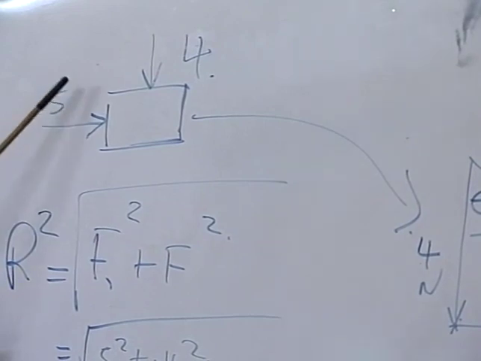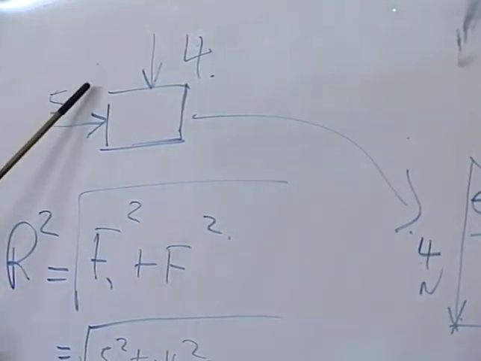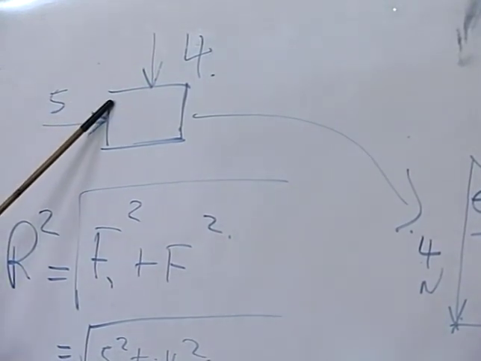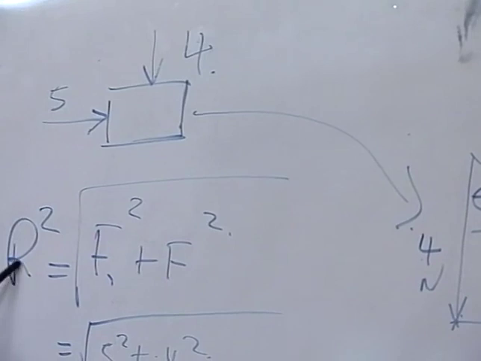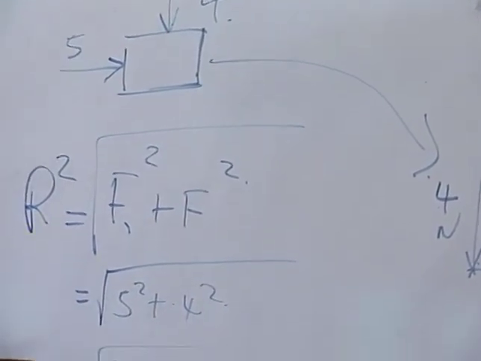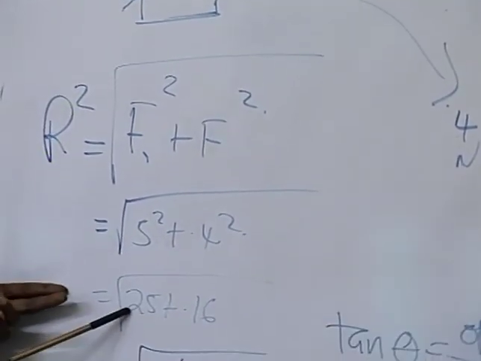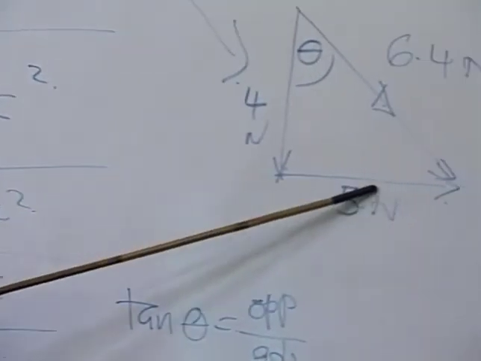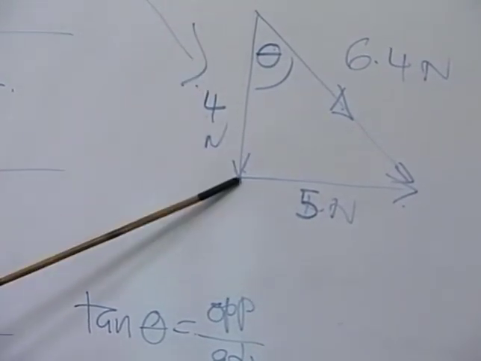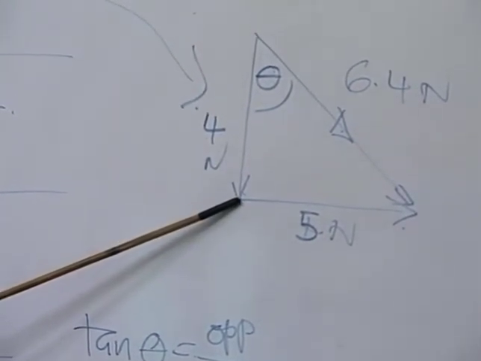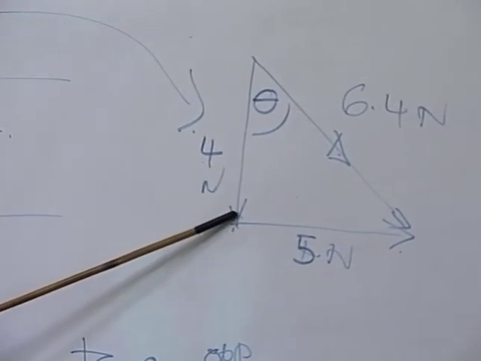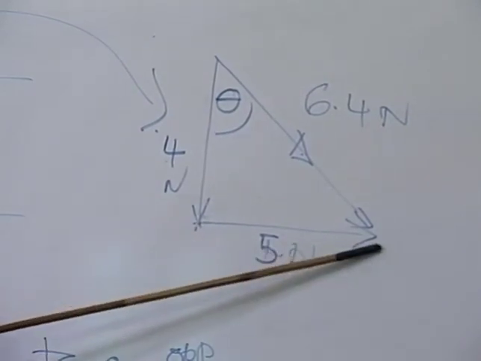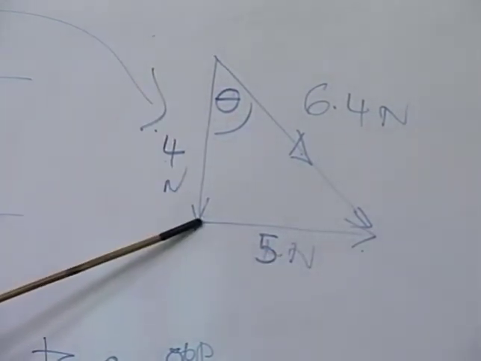These forces are not parallel. In other words, they are at 90 degrees. So in this case, we can use the Pythagoras theorem to find the resultant of the force. Before you do that, you draw a diagram to represent it. The arrows should be joined head to tail. That is 4 newtons, that is 5 newtons.